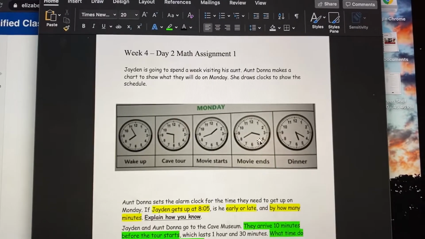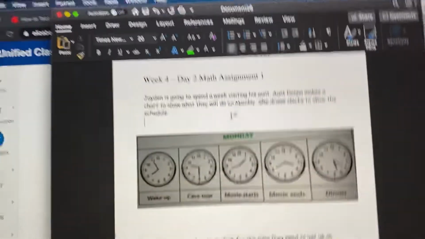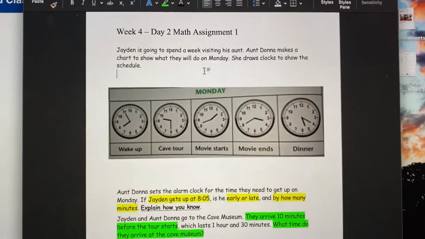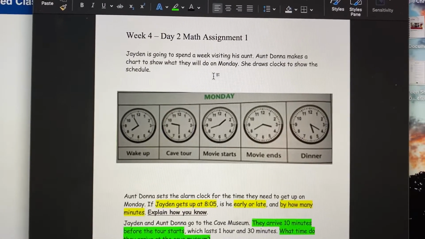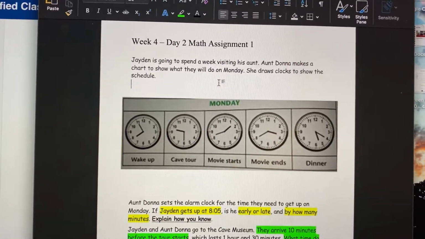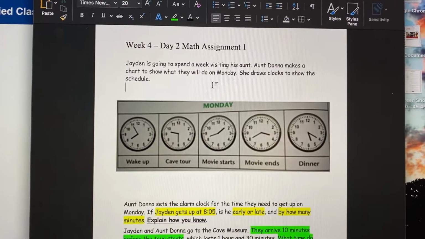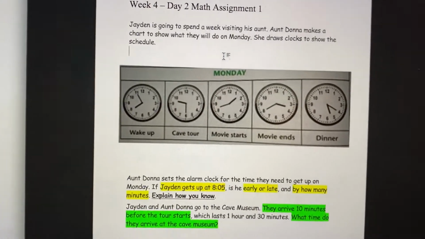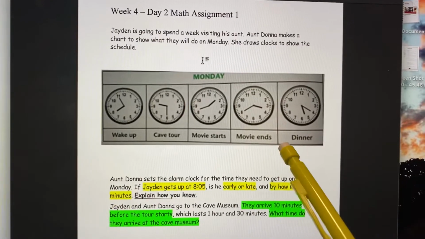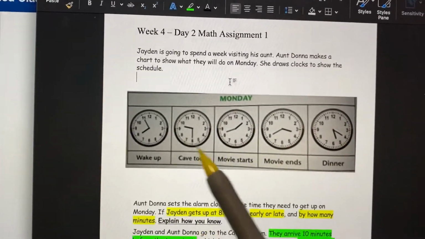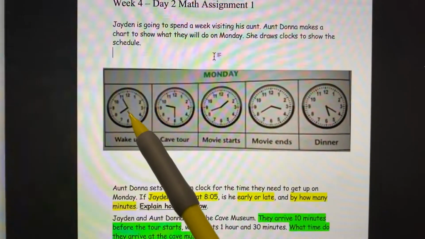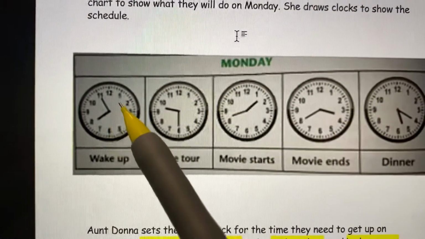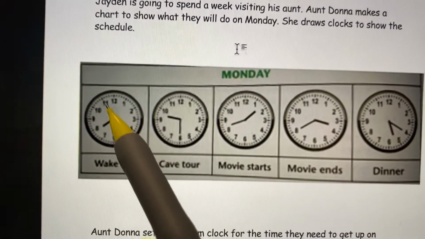So the first one is about this kid named Jaden. Jaden is going to spend a week visiting his Aunt Donna. Aunt Donna makes a chart to show what they will do on Monday. She draws clocks to show the schedule. Looking at these clocks, guys, it's a little confusing to figure out what the time is, but I figured out that the thicker hand is the hour and the thinner hand is the minute.